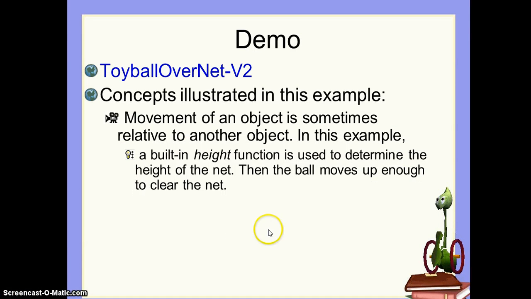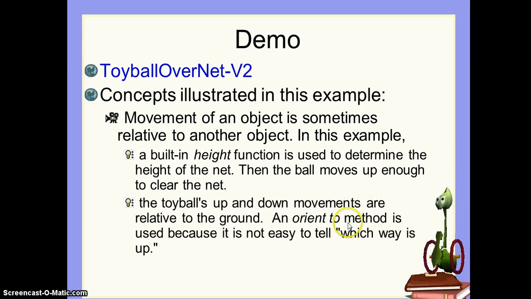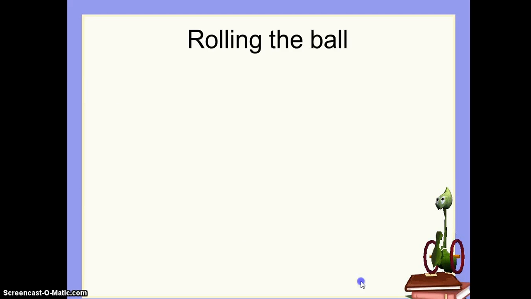So what you saw in this example was I just showed you the built-in height function, and that was just enough to clear the net. So that's a nice little subtlety. And we talked about the orient to movement because who knew which way the ball thought was up? Not always easy to say.